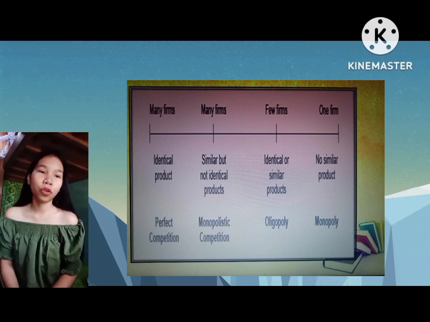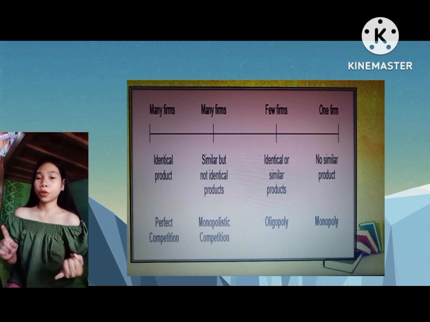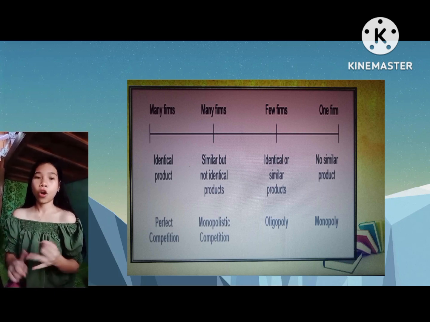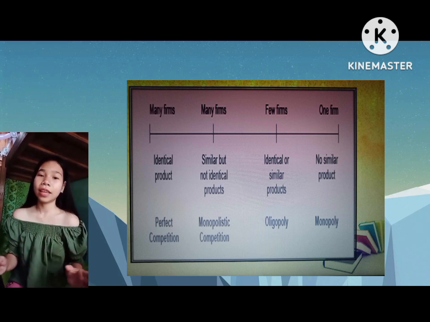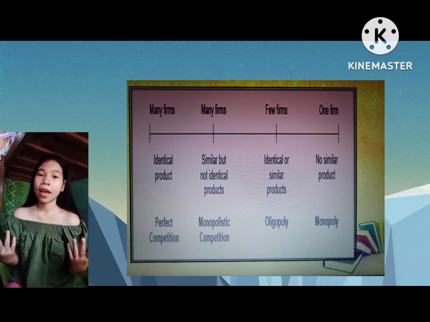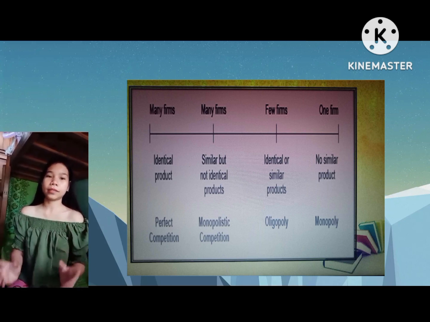Next is monopoly. One seller only. Example is Water District, Aselco. No competition, so wala silang kakompetensya. And then, mag-high price sila, it is because wala silang kakompetensya. And then, they control the price.